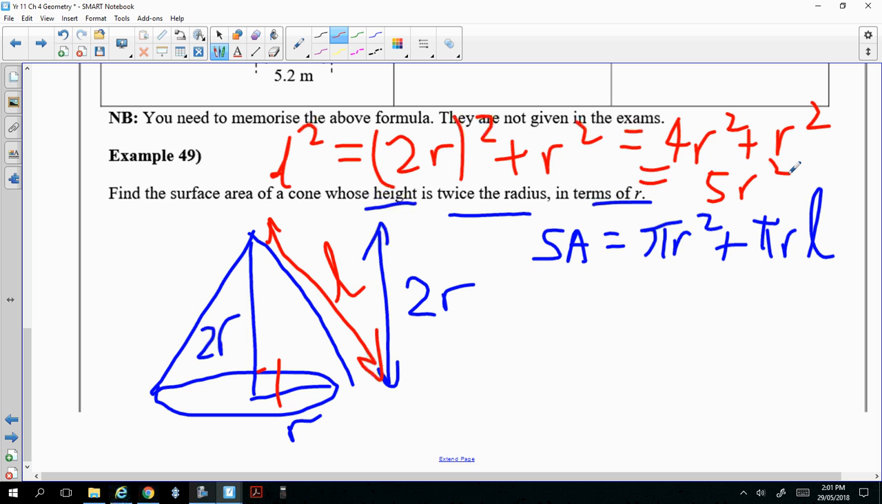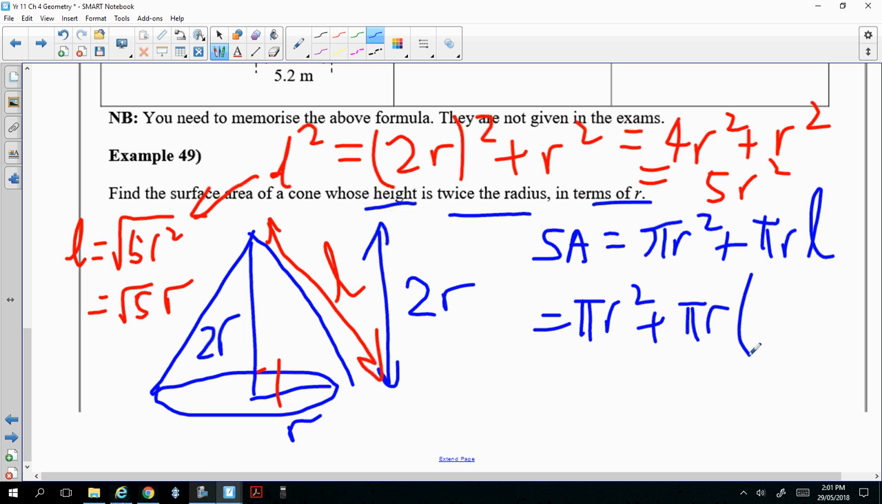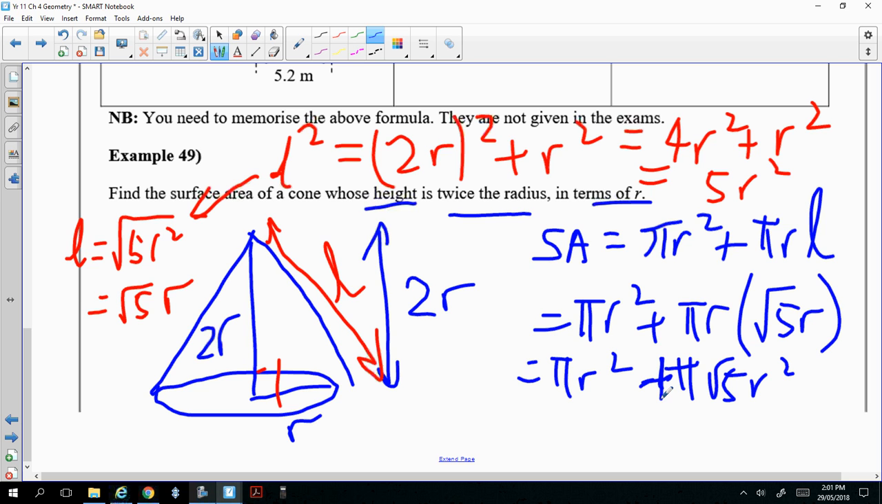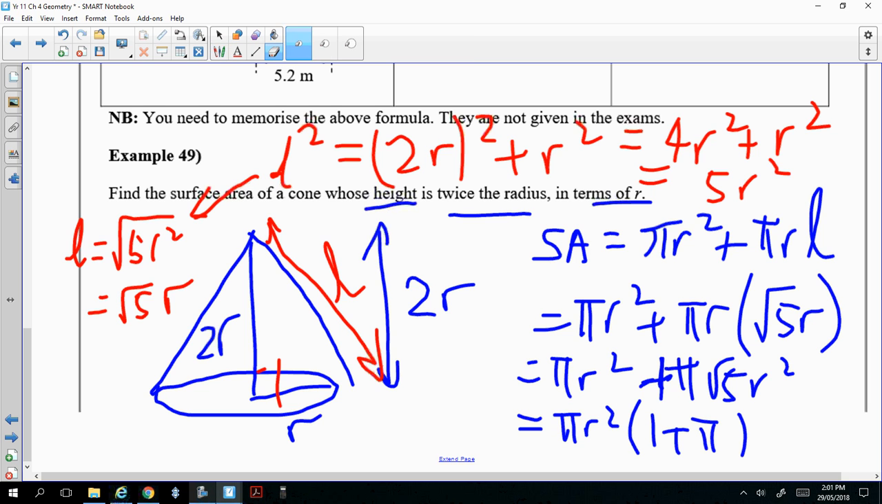So L equals the square root of 5r squared, which is just root 5 r. And that's what you're going to substitute. So now we've got the pi r squared, and the pi rl, which is pi times root 5 r times r. If you simplify, you get pi r squared plus pi root 5 r squared. R times r is r squared. Then you can factorize the pi r squared out, which you can write like this: pi r squared times (1 plus root 5). Does that make sense? Okay, good. All right, so note this down.